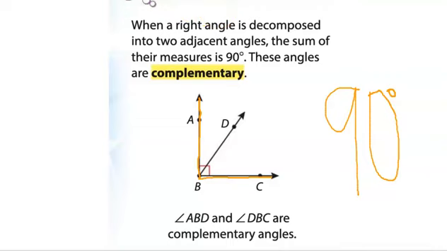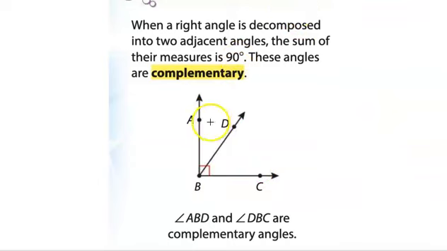So since we know that this angle ABD, right here, trace it in blue, ABD plus, I'll circle this in purple, BC are going to have to add up to 90 degrees. So when we're working with complementary angles, the two parts, we'll call this one part 1, this one part 2, they will always add up to 90 degrees. So let's take a look at some examples.